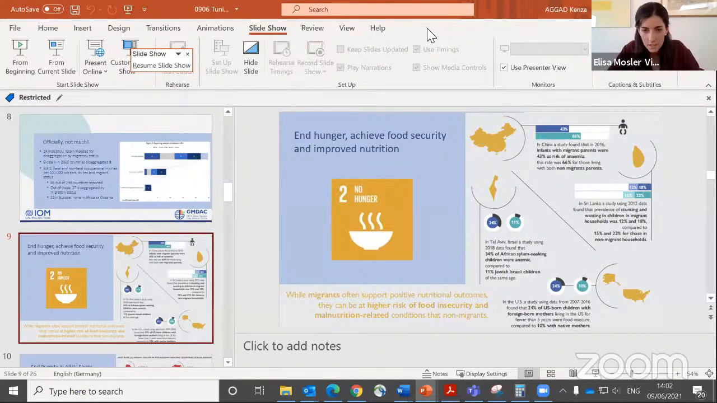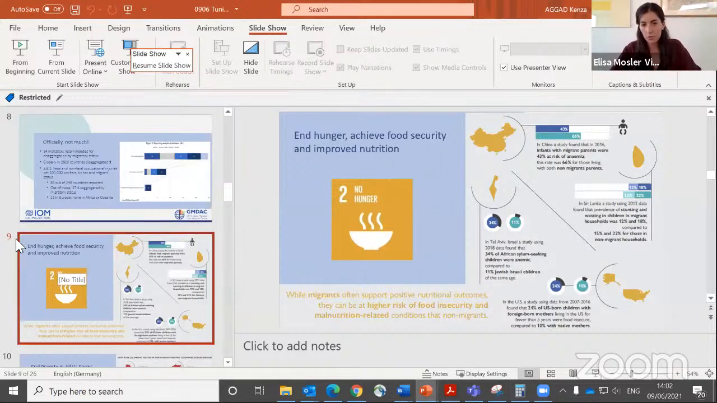Perhaps the text is a little small for you, but I'll quickly read out 2 of these 4 examples that we have on the screen, of different studies done around the world looking at this topic. In China, a study found that infants who had migrant parents, so parents who had migrated to work elsewhere, were less likely to be at risk of anemia than infants whose parents were at home. This rate was 43 versus 66%.